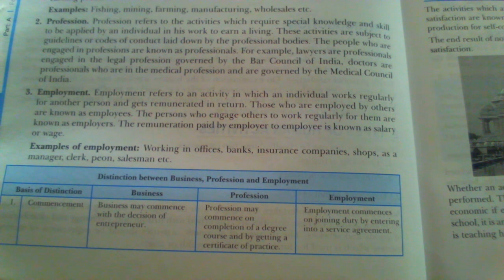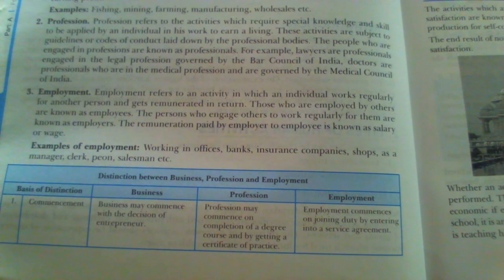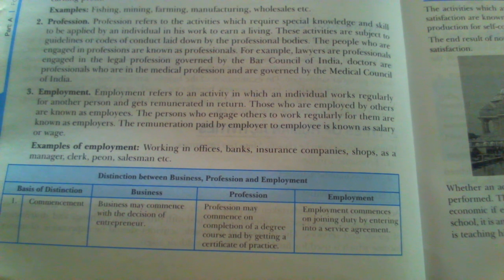Distinction between business, profession, and employment. Basis of distinction: commencement. Business may commence with the decision of the entrepreneur. Profession may commence on completion of a degree course and by getting a certificate of practice. Employment commences on joining duty by entering into a service agreement.